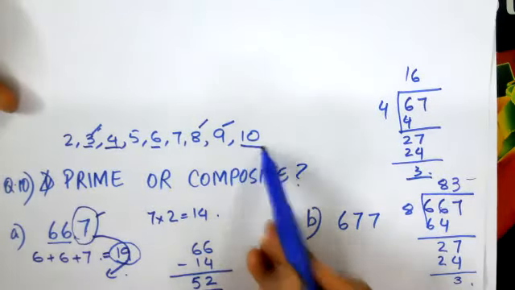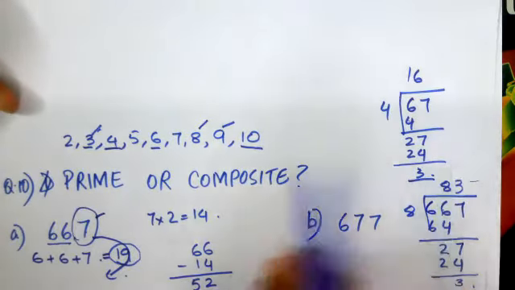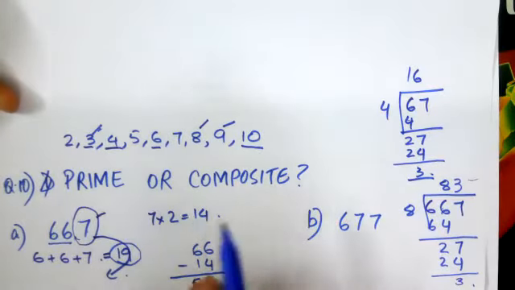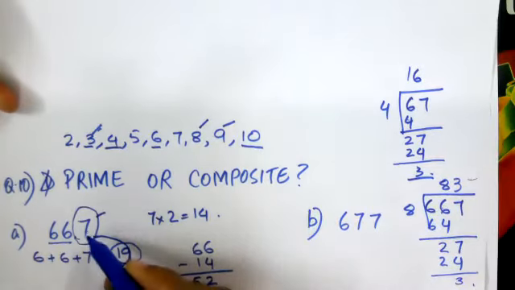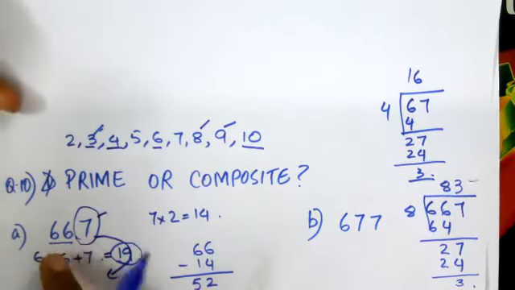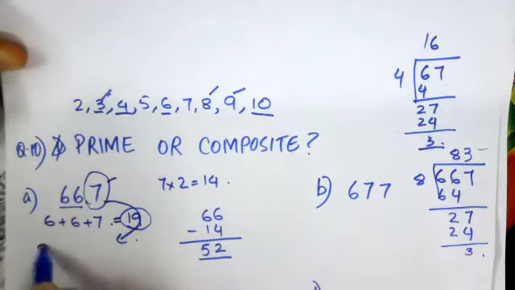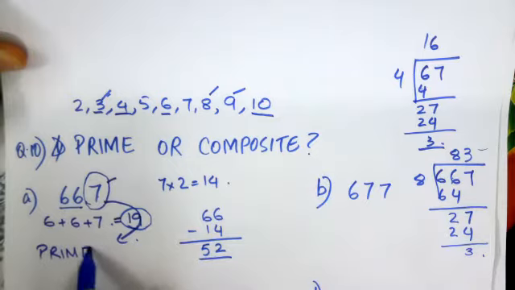Let's move on to 10. That's easy. For any number to be divisible by 10, the last digit should be 0. But as we can see, the last digit is not a 0. That means this particular number is a prime number.